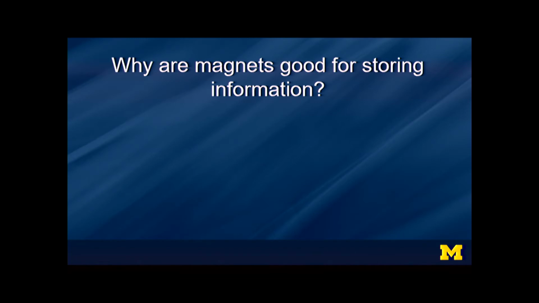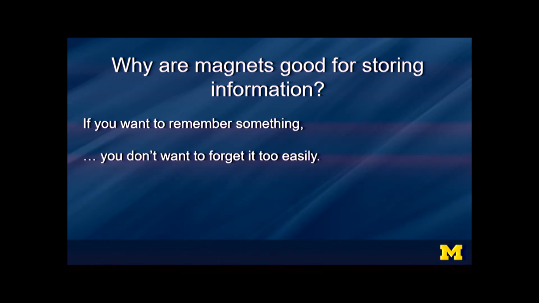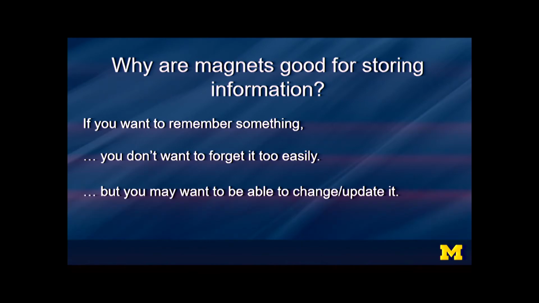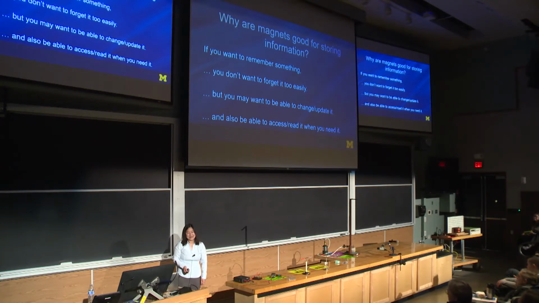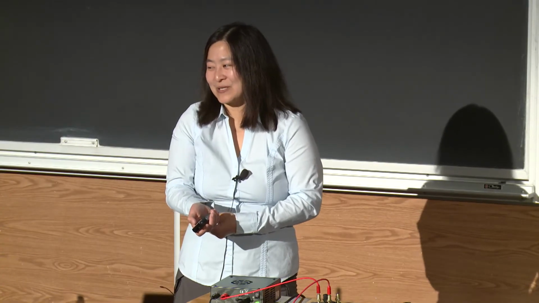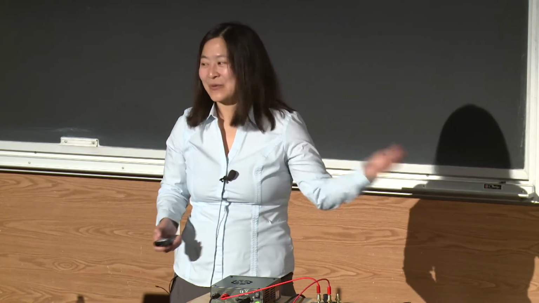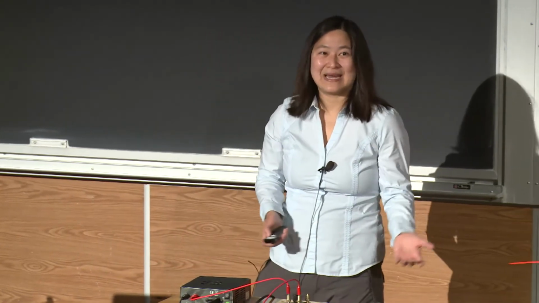So if I wanted to remember something like a password or a name, I'm bad with remembering names, but if I want to remember something, I don't want to forget it too easily. But the information that I'm remembering, I might want to change or update it. So if it's a password, I definitely want to change or update it from time to time. But then also be able to access or read it when I need it. If I store something, it's not useful to me if I can never read it again. So it needs to be something I can actually access and get that information from when I need it.